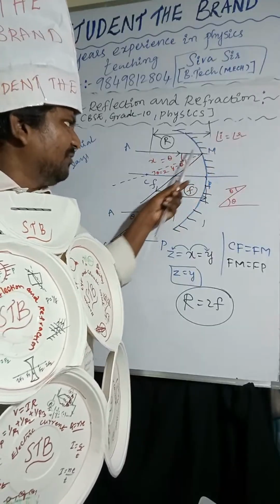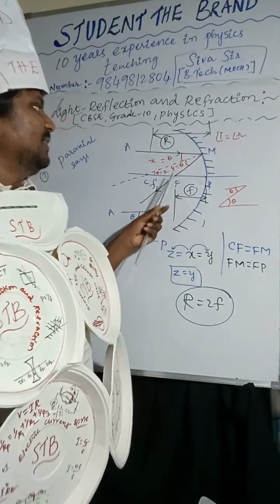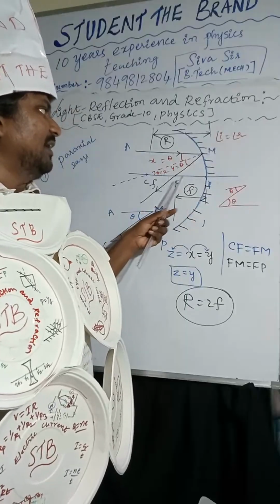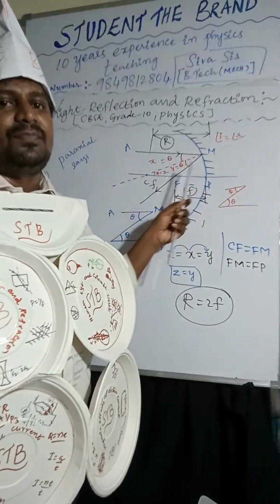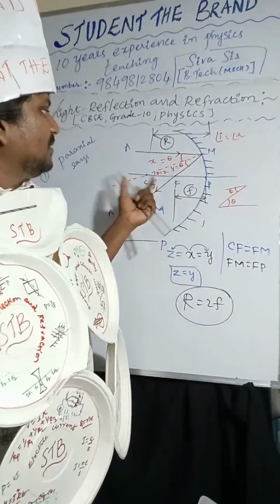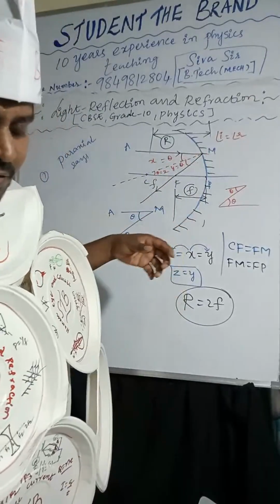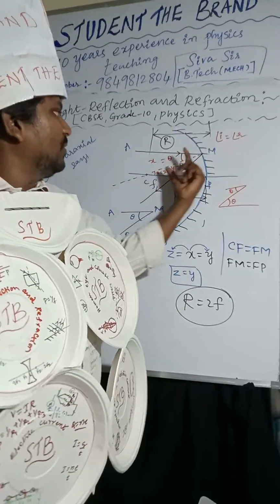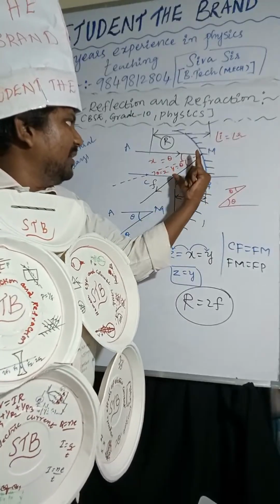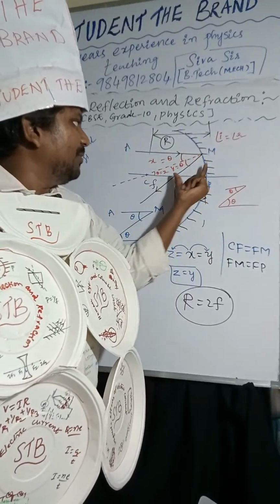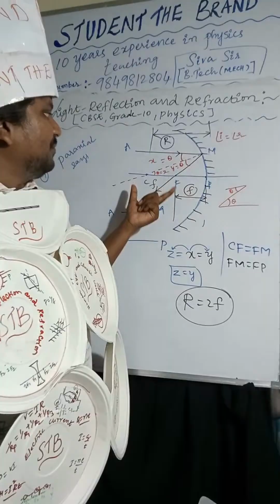Then FM equals FP. The distance between F and P is the focal length. We already know that CF equals FM, so automatically FM equals FP. So FP equals small f and CF equals one more f.